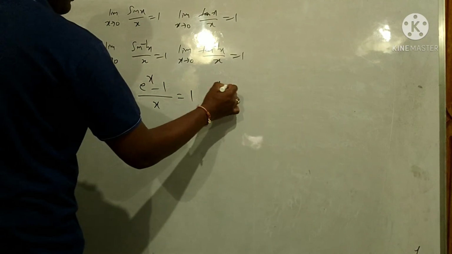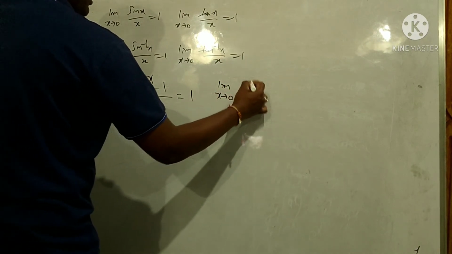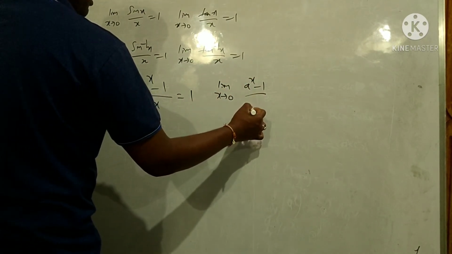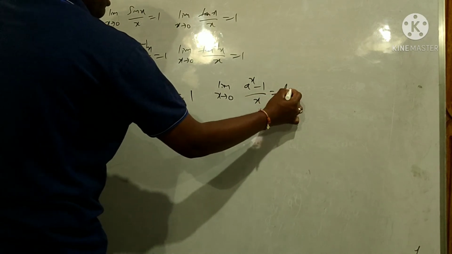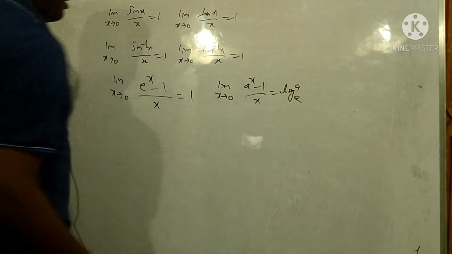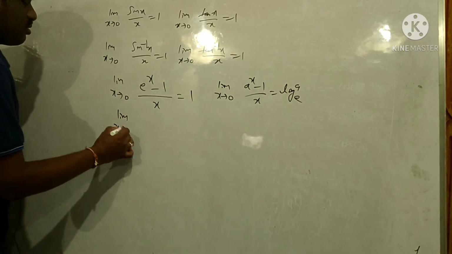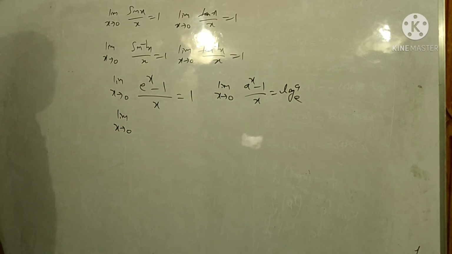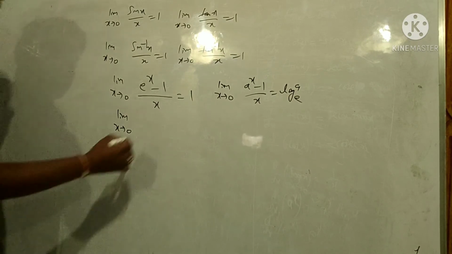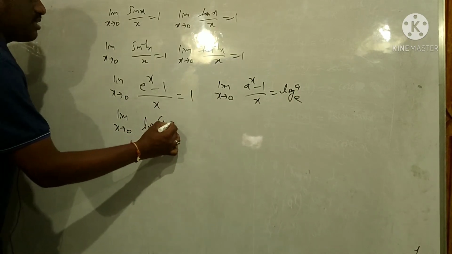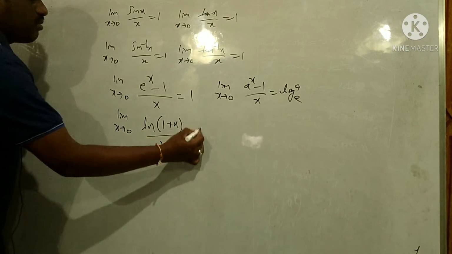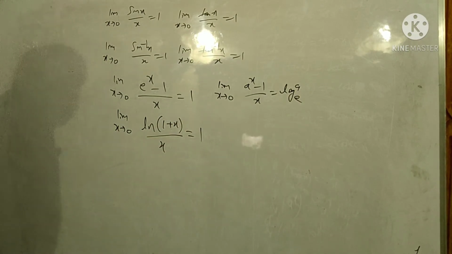Next, what will you learn? Limit x tending to 0, (a power x minus 1) by x is equal to log a with base e, you will learn. Correct? And what other things have you learned? Limit x tending to 0, ln(1 plus x) by x is equal to 1, you have learned. So these are the standard limits you have learned.